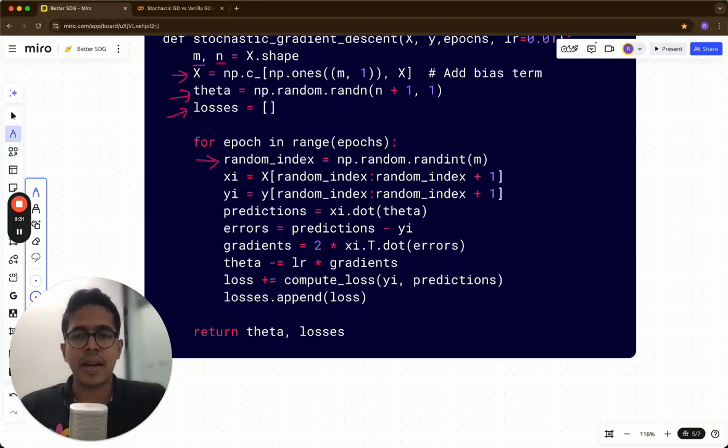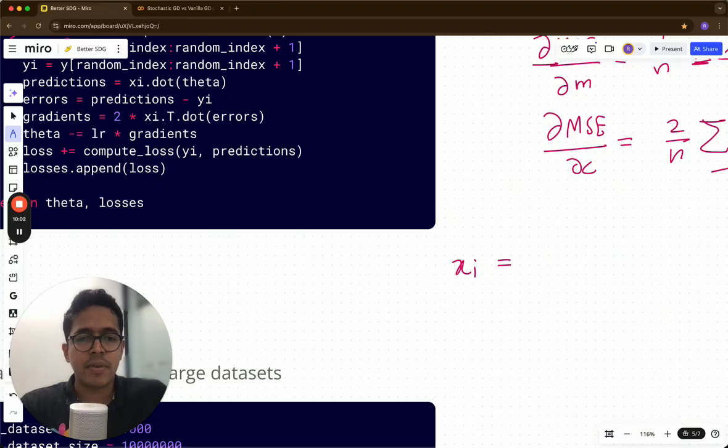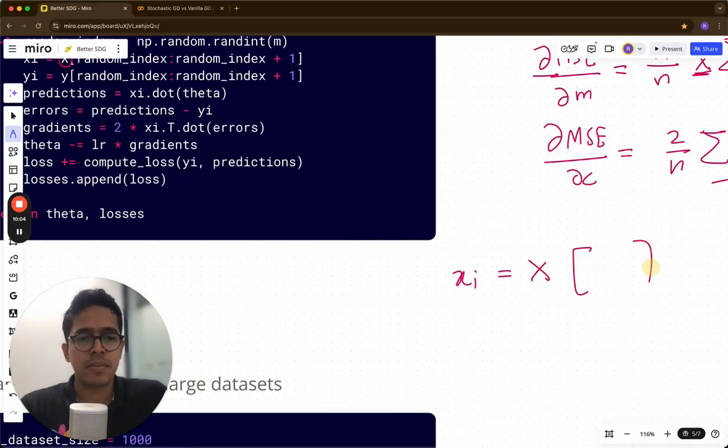So you are picking a random index between 1 and m, where m is the number of data points, and then the data point that you are taking is taken from this random index from the input set, which is x, and from the output you are taking the corresponding actual value of y, which is yi. Predictions is xi dot theta, where theta is the appended value. Sorry, here xi is taken from x at some random index, right?